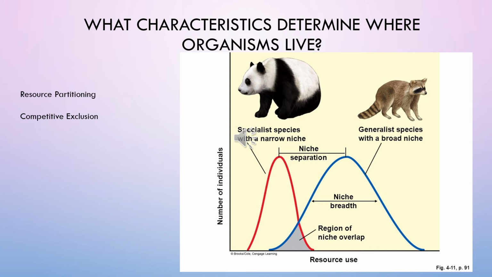So perhaps one organism may eat leaves from the tops of the trees because they're tall enough to reach it, while other organisms will eat leaves from the lower portions of the trees. They're still getting what they need, but they have overlapping niches. They partition or separate the resources so both of them get what they need. More often, however, you're going to have competitive exclusion, where two organisms with overlapping niches compete to the point at which one organism is completely pushed out of the ecosystem.